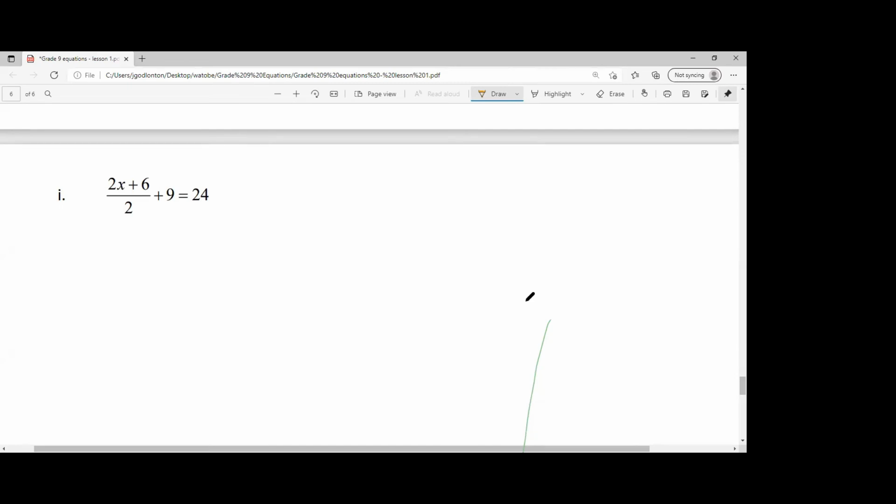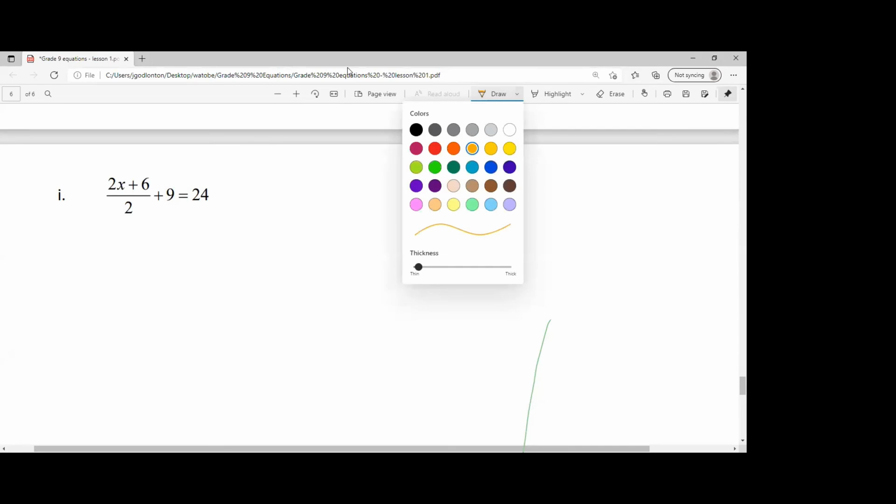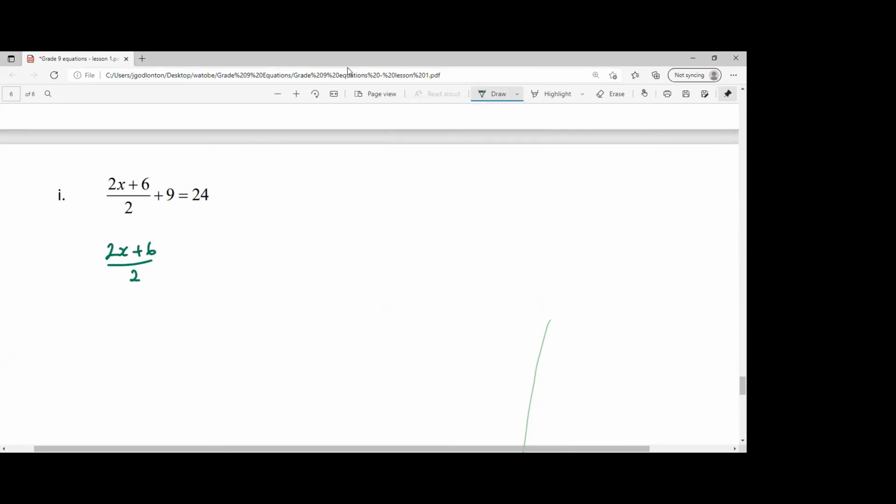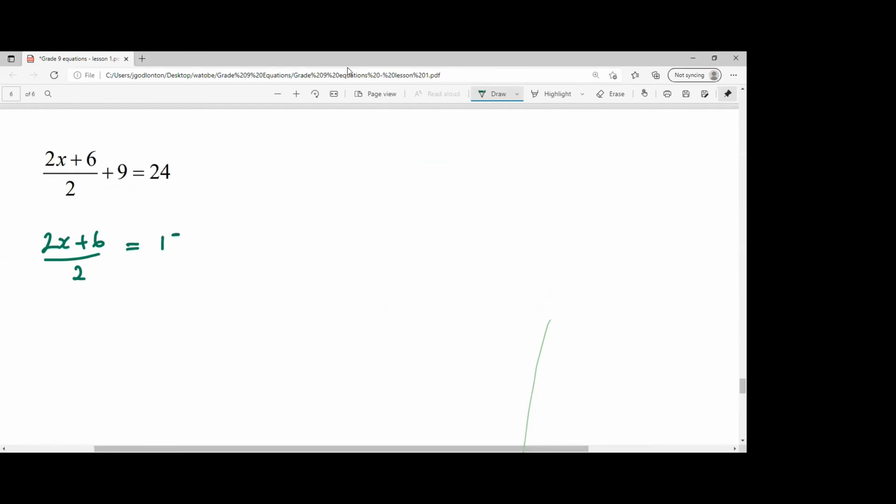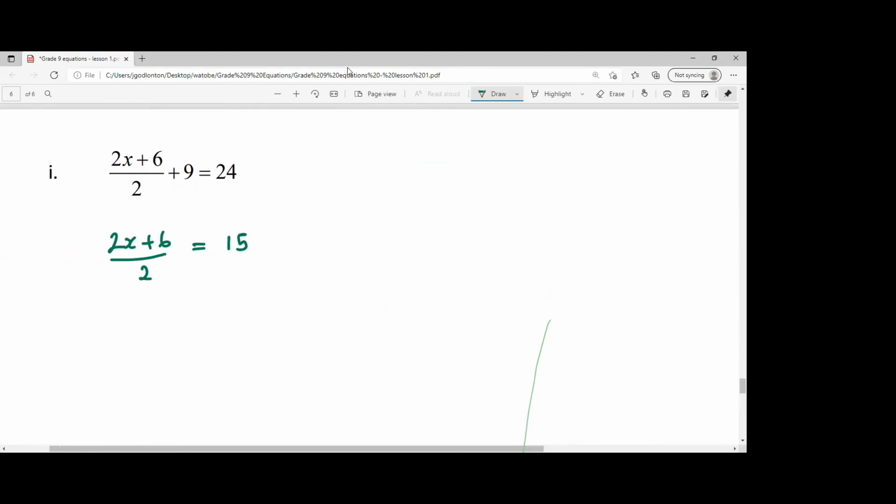Ma'am, I think I have the answer. Okay. Talk me through. So it is 2x plus 6 divided by 2 plus 9 minus 9, which equals 24 minus 9, which equals 15. Beautiful. So I'm just going to write that step up here. So I'm just going to say 15. Excellent. Well done. It is 2x plus 6 divided by 2 times 2, which equals 15 times 2.